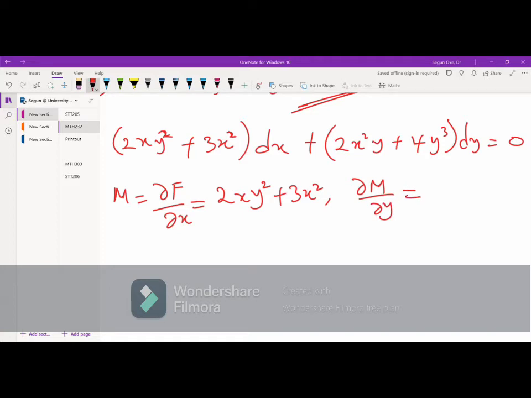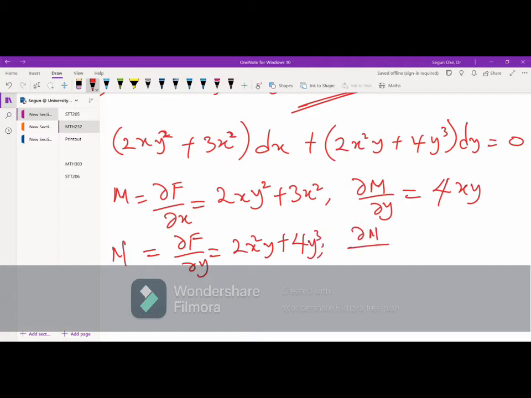Let's differentiate this. The M dy is what? 2x, 4xy. Okay. When you differentiate this, 2x squared y plus 4y cubed. The N, the dx is equal to what? 4xy.